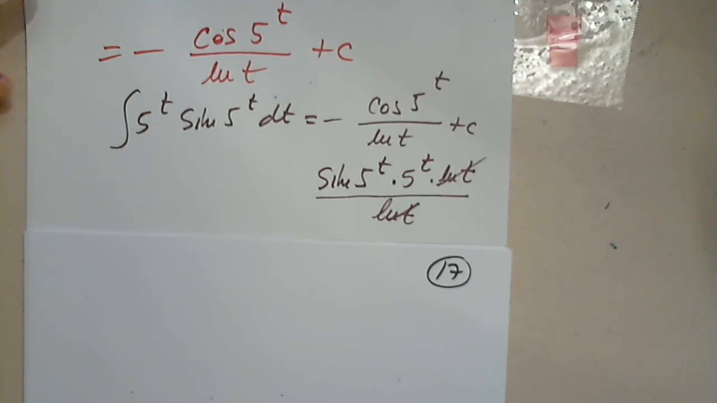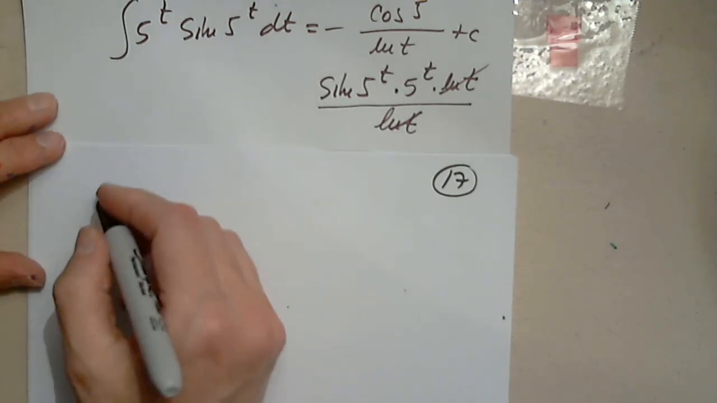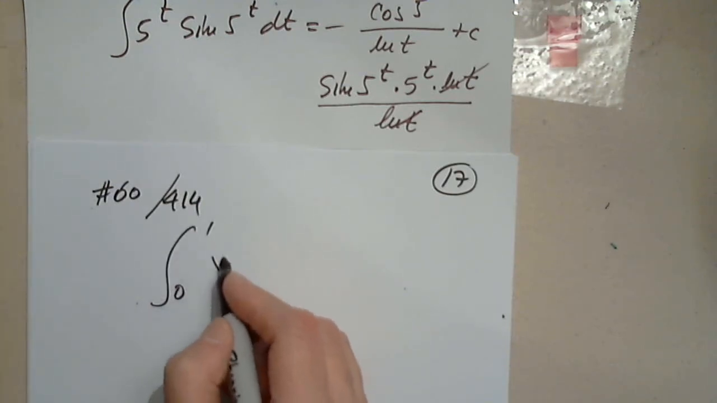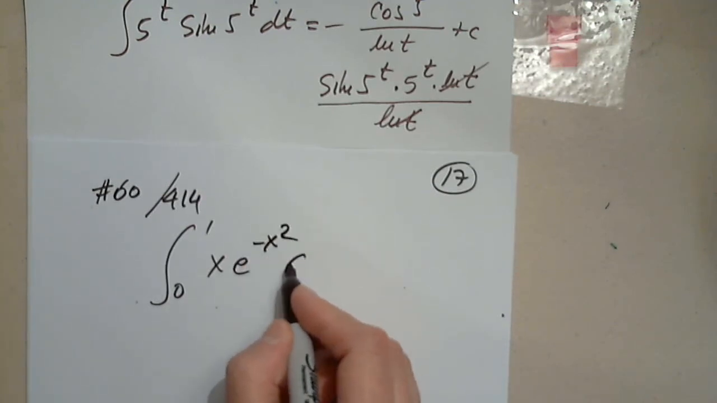Okay, let's look at the substitution rule for definite integrals and what is different. Let's start with 60 on page 414, of course. That is the integral from 0 to 1 of x e to the negative x squared dx.